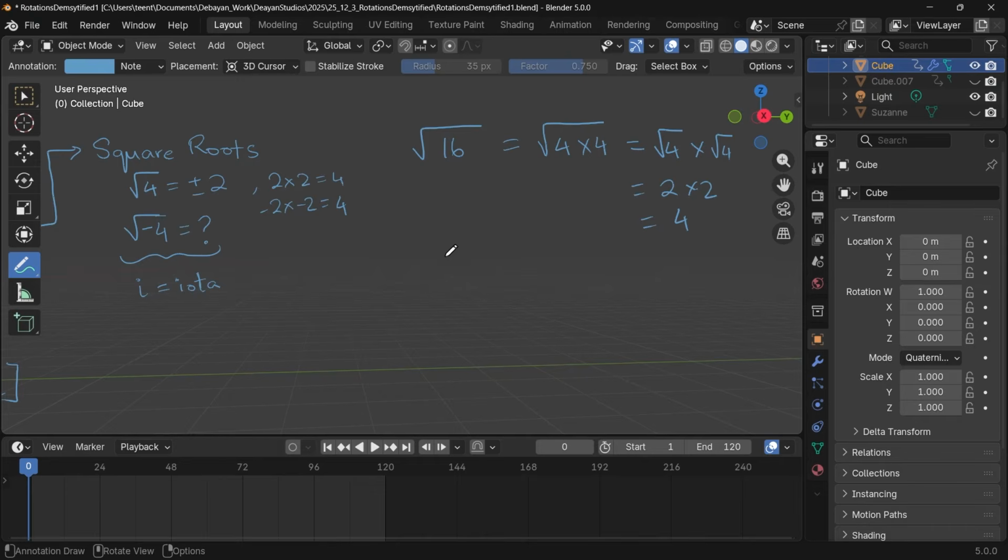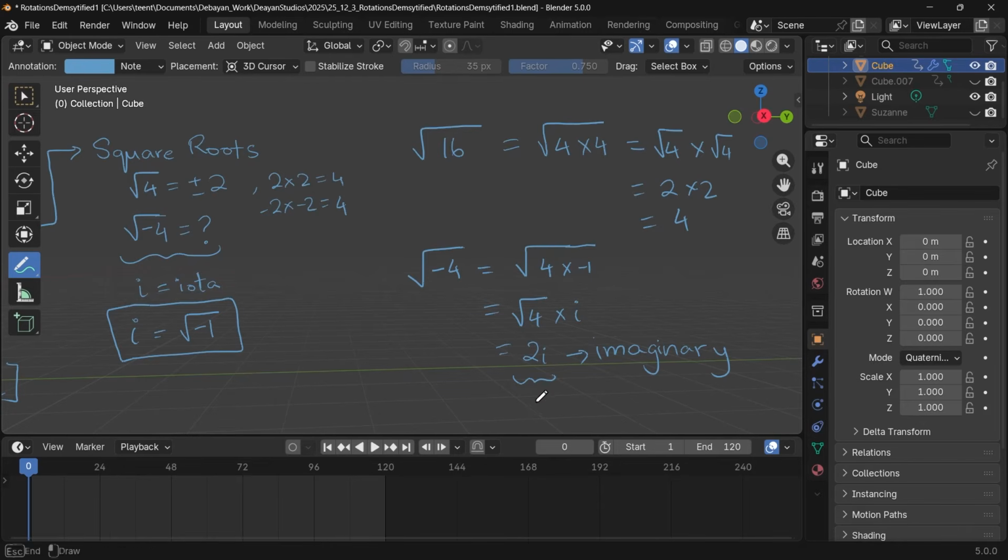Similarly, if you had the square root of minus 4, they would write this as the square root of 4 times minus 1. And what mathematicians did is define this i to be equal to the square root of minus 1. That way we get the square root of 4 times i, which implies it's equal to 2i. So this 2i is a purely imaginary number. And similarly, you could have various other imaginary numbers like 5i and so on.